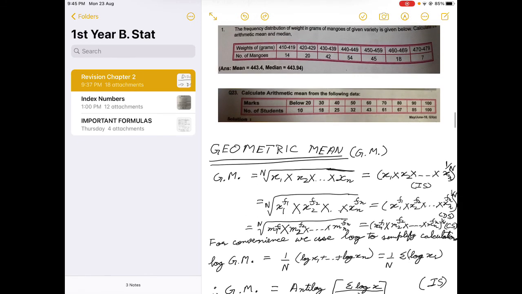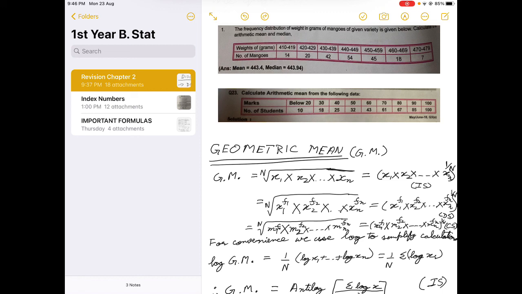Students, today we are going to learn how to calculate geometric mean. Now, geometric mean is a little bit different than the arithmetic mean. Here we do not add, we multiply all the x values. For the discrete series, it is a bit different. For the continuous series, it's a bit different. So, let's go one by one.